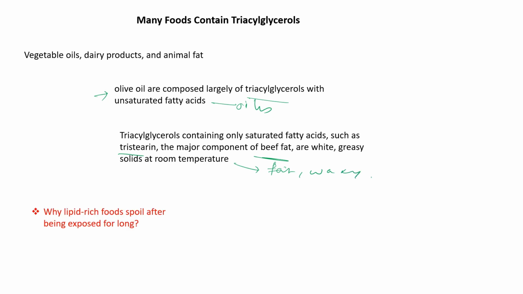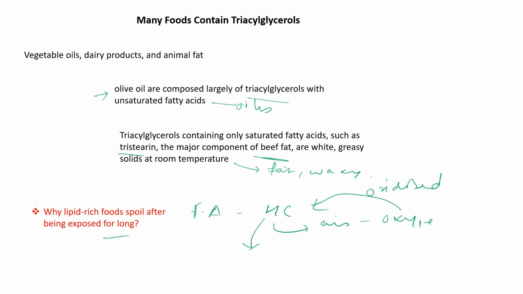Now, why do lipid-rich foods spoil after being exposed for a long time? Because lipid means fatty acid, which means hydrocarbon. If hydrocarbons are exposed to air, air has oxygen, so they will get oxidized. Hence, their nature, texture, taste, smell, everything will change. And this is known as rancidity: the oxidative breakdown of hydrocarbons or lipids in food because of which it gets spoiled.